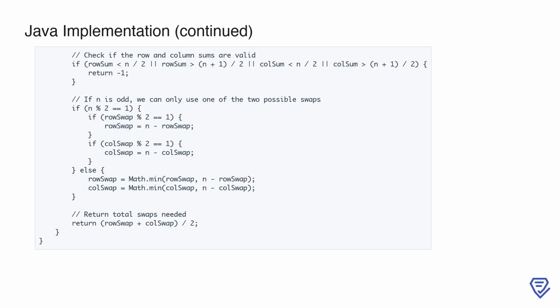For even-sized boards, we take the minimum of the current swap count and its complement, n - rowswap or n - callswap. Finally, we calculate the total number of swaps needed by summing rowswap and callswap, dividing by 2 to account for the fact that each swap fixes 2 positions. The result is returned, completing the transformation process.